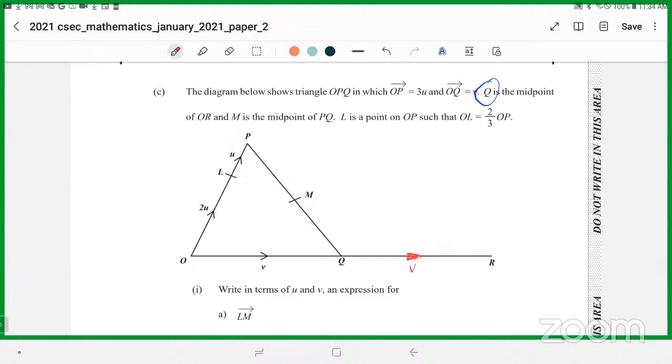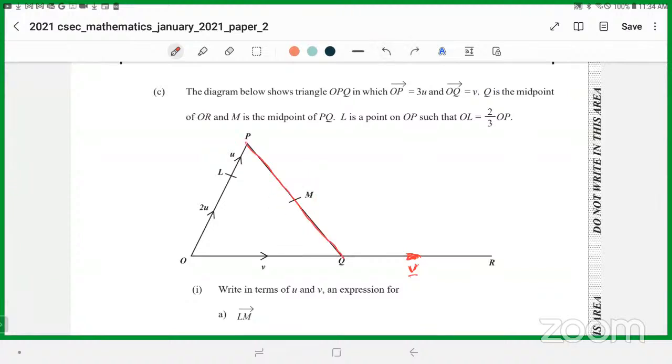So OR is just 2V. Yeah, so OR is 2V. Good. So OR is 2V, like you know the position vector of R. Good. All right. Then it says M is the midpoint of this side now.